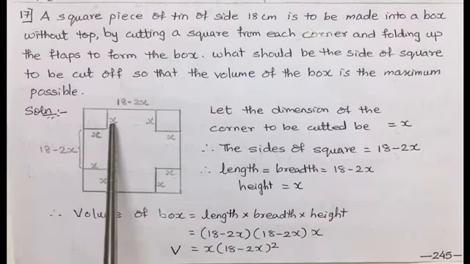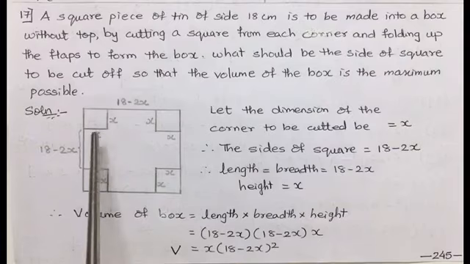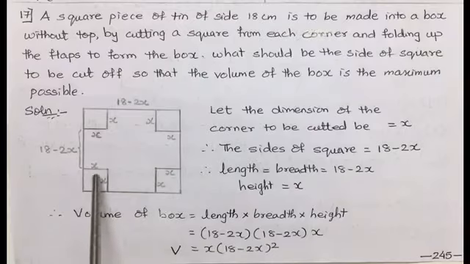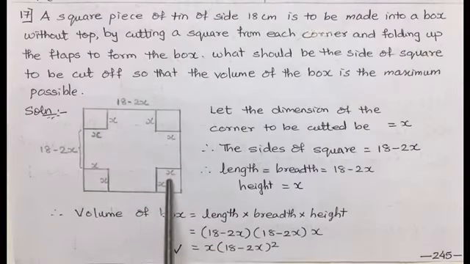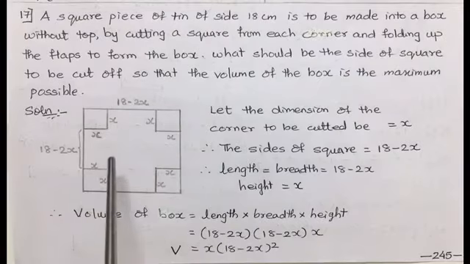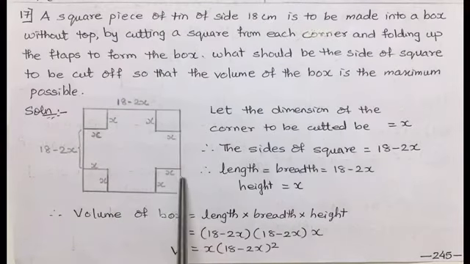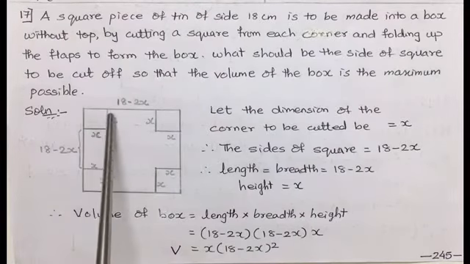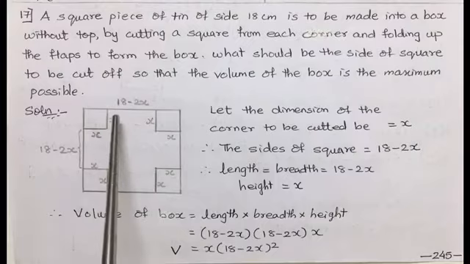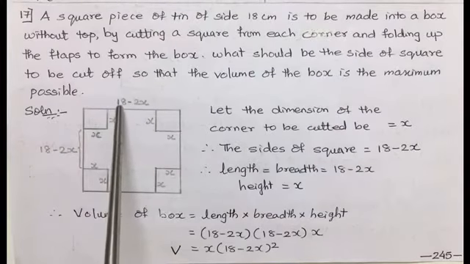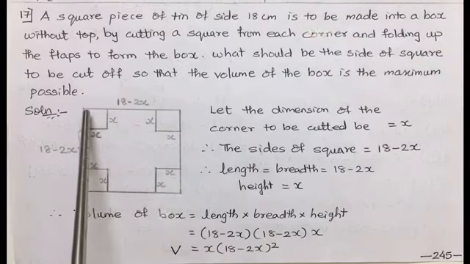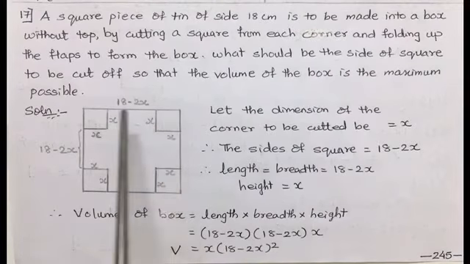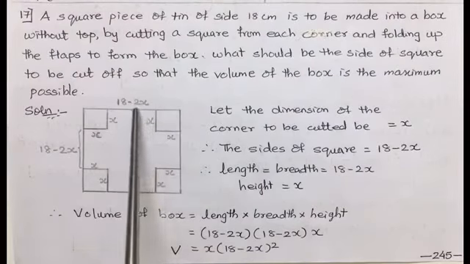So assuming that x centimeter squares are being cut from each of the corners. Now the side of the square is given as 18. So whatever the remaining part will be, each side will be 18 minus 2x, because x from here and x from here, both the sides x are removed, so it becomes 2x.